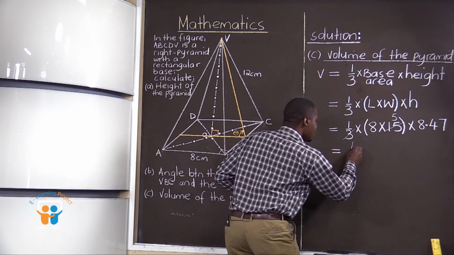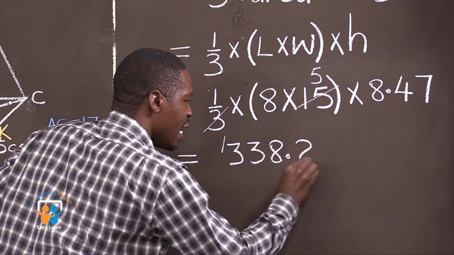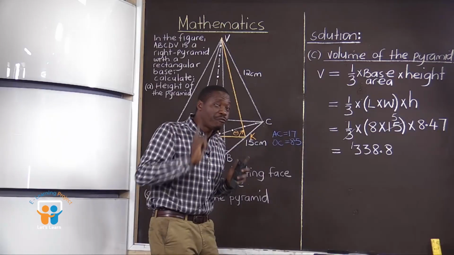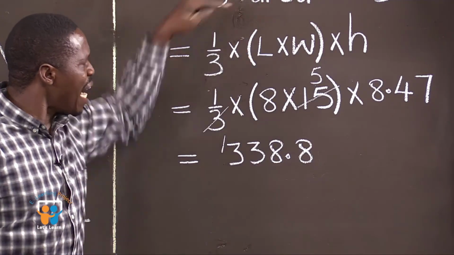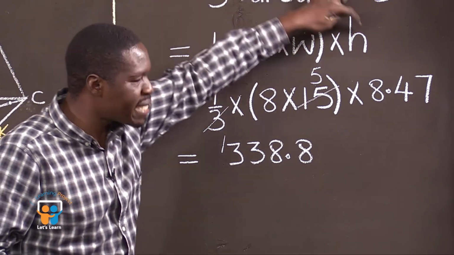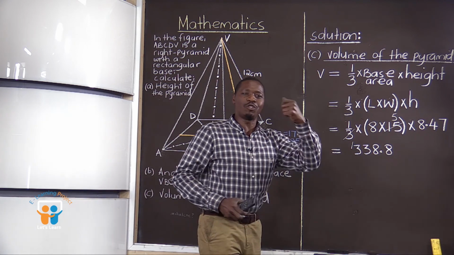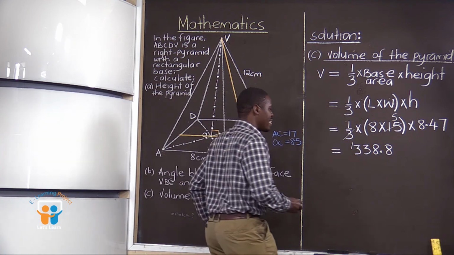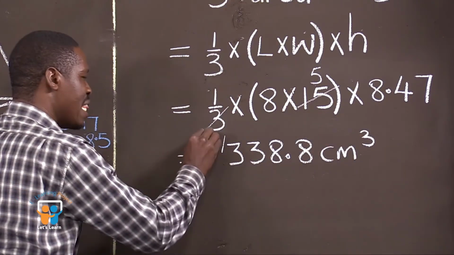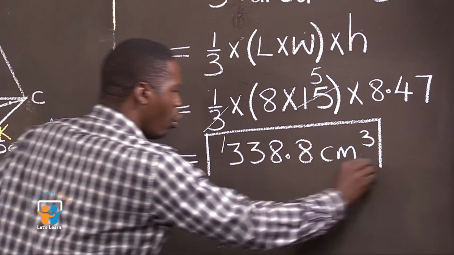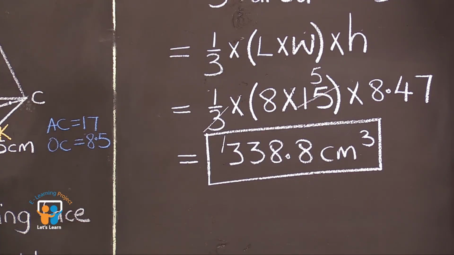338.8. So we have, Mr. Examiner, sir, 338.8. But remember, we are dealing with volume. Volume, we had a base area, we had centimeter, centimeter, centimeter. The centimeter is 3 times, which is a cubic centimeter. So we can say 338.8 cubic centimeters. That is the volume of the right pyramid given to us by the examiner.